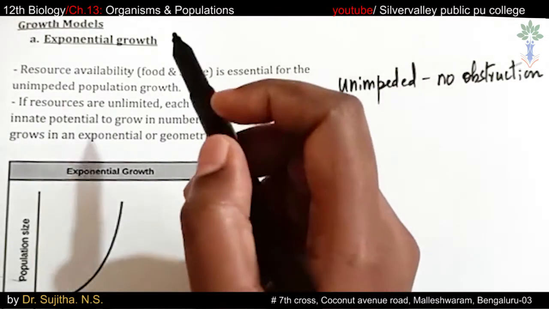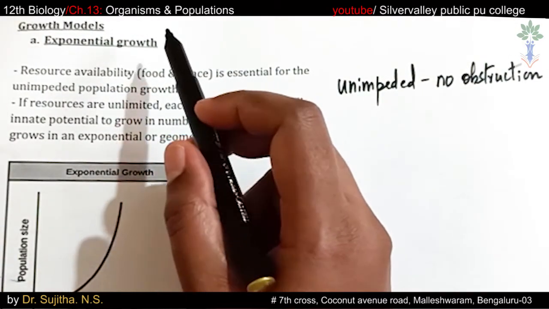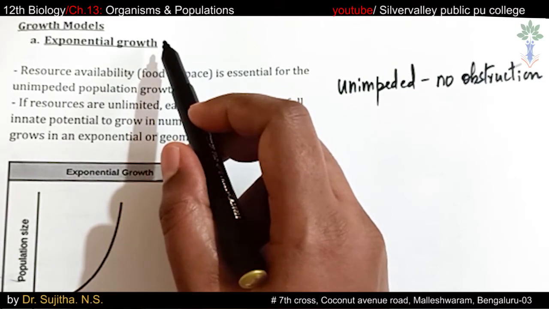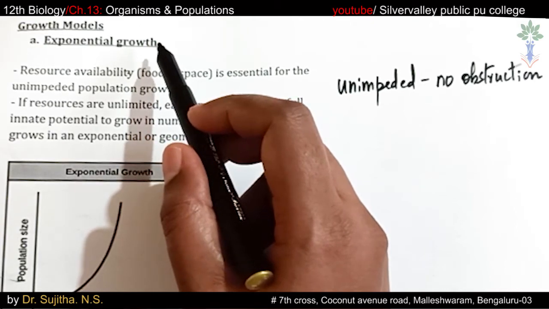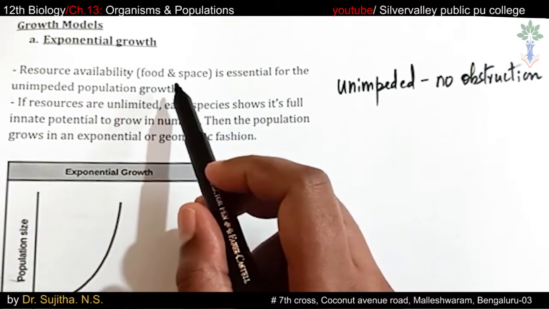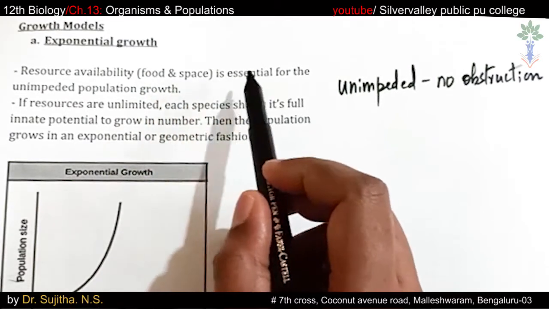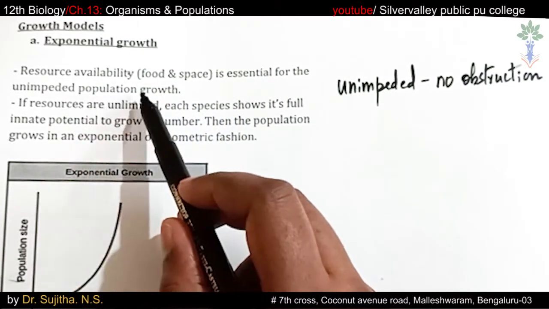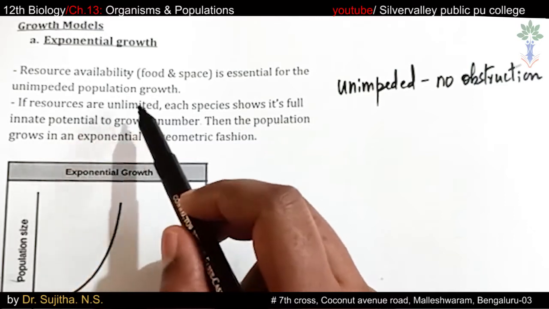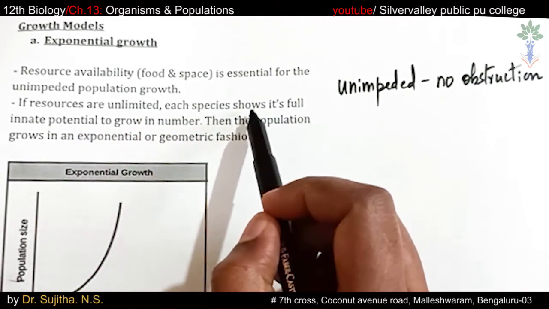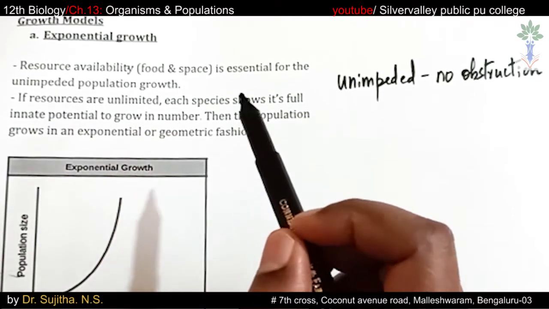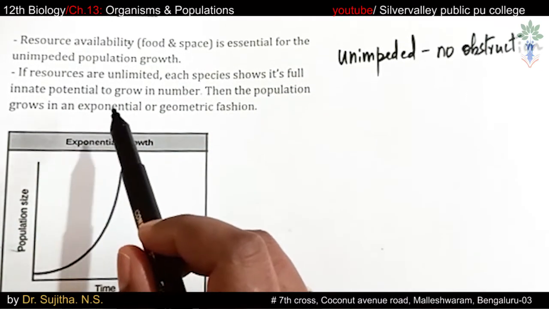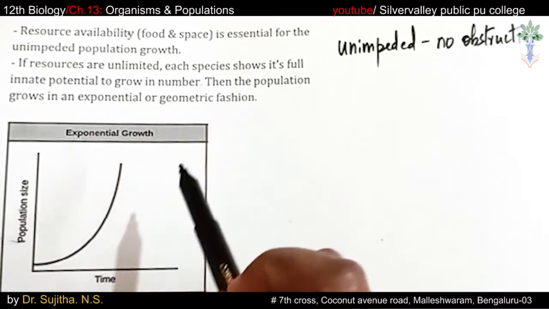Population growth models. There are two types of population growth models. The first one is exponential growth and the second one is logistic growth. Let's first discuss the exponential growth model. Resource availability, such as food and space, is essential for unimpeded population growth. If resources are unlimited, then each species shows its full innate potential to grow in number. Then the population grows in an exponential or geometric fashion.